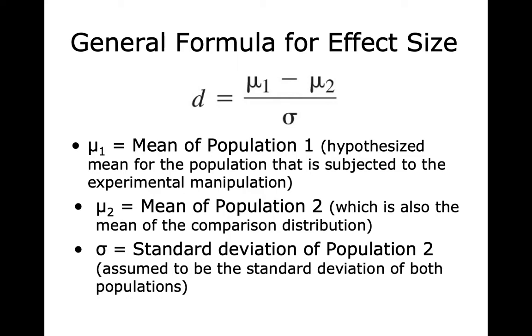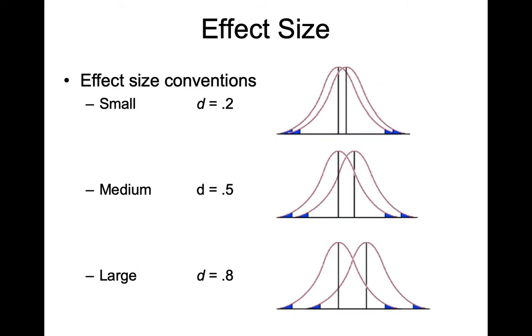And then sigma is the standard deviation of population 2. Now, critically, it's assumed to be the standard deviation of both populations. One assumption of doing the tests that we're doing that we haven't really covered so far is that the standard deviation of both populations, that is population 1 and population 2, are equal. So if you know the standard deviation for population 2, you also know the standard deviation for population 1. They're assumed to be equal.